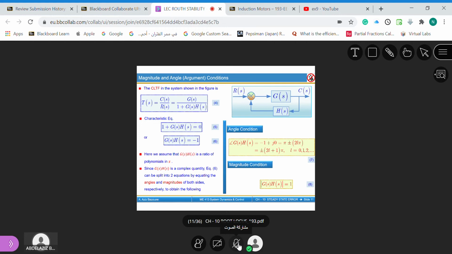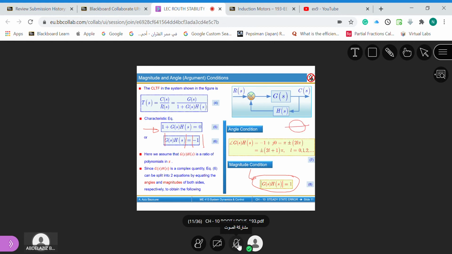Now, if we take this characteristic equation, can we say G(s)H(s) is equal to minus 1? Yes, G(s)H(s) can be minus 1. Now, what is the magnitude of G(s)H(s)? Because we have two conditions here. The magnitude condition will be the magnitude of this one. What is the magnitude of minus 1? It is 1. So the magnitude condition is that the magnitude of G(s)H(s) equals 1. Then the angle will be equal to minus 1.